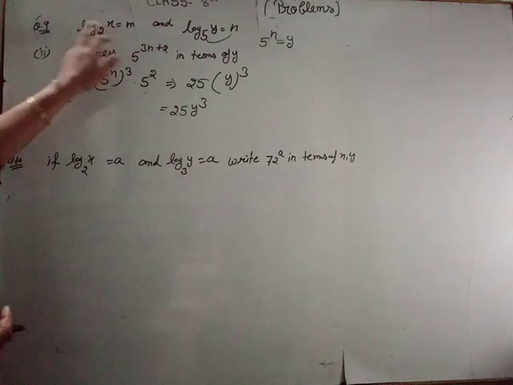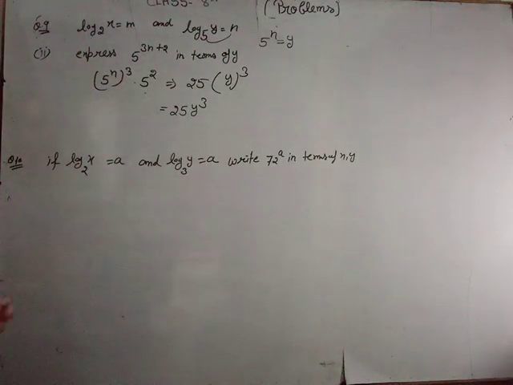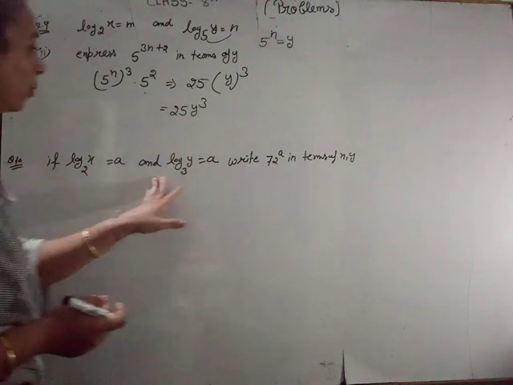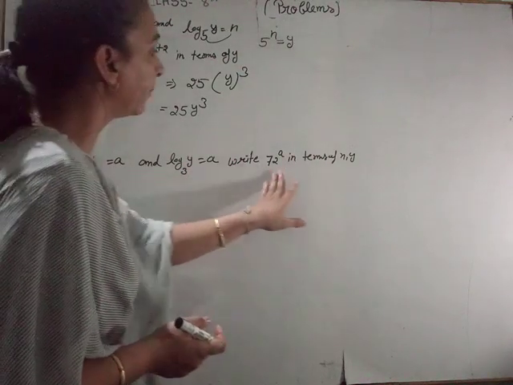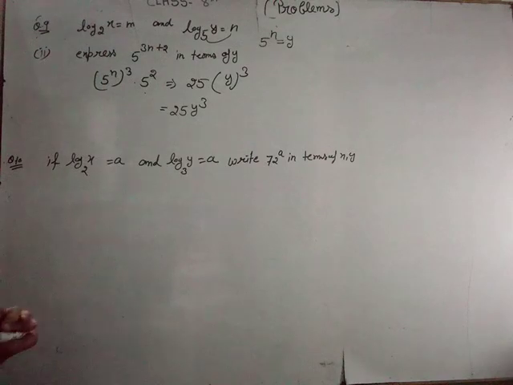Then use this in the first part. Then this is question number 10. Log of x at the base 2, a; log of y at the base 3, a. Write 72 raised to the power a in terms of x and y.